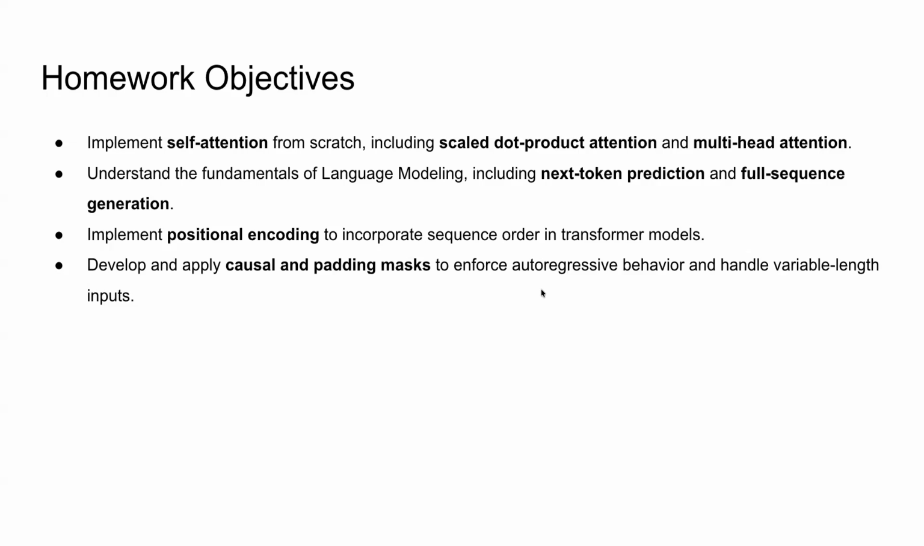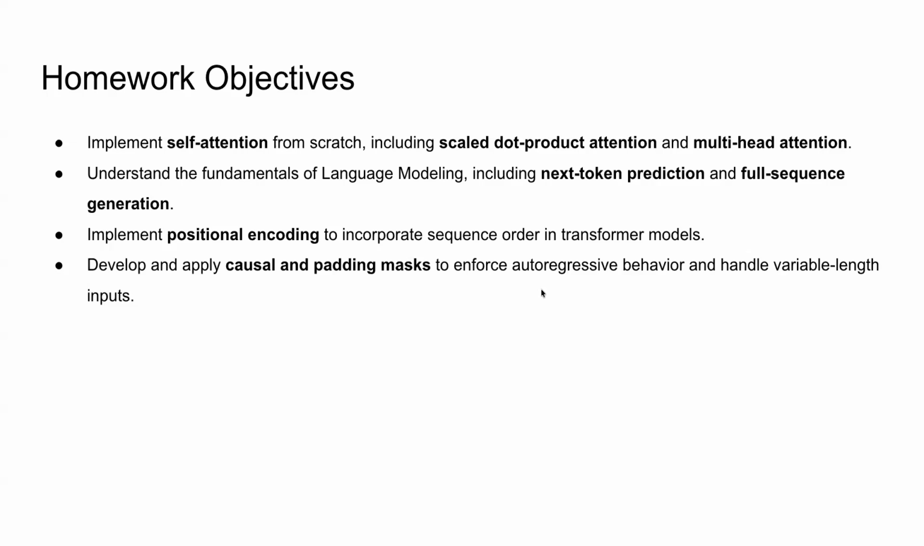Okay. So again, going over all this stuff again, you've got to implement self-attention and scaled dot product attention, MHA from scratch. You've got to understand some fundamentals in language modeling, including next token prediction and full sequence generation. You have to implement positional encoding, which I believe we have also seen in some of the previous homeworks. Hopefully, it should be easy.